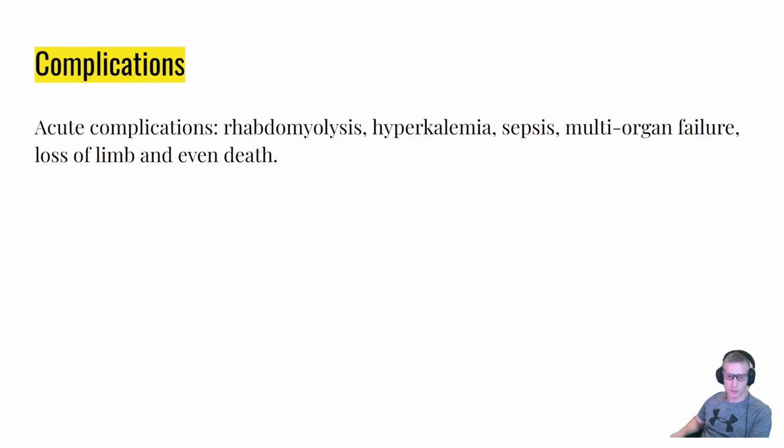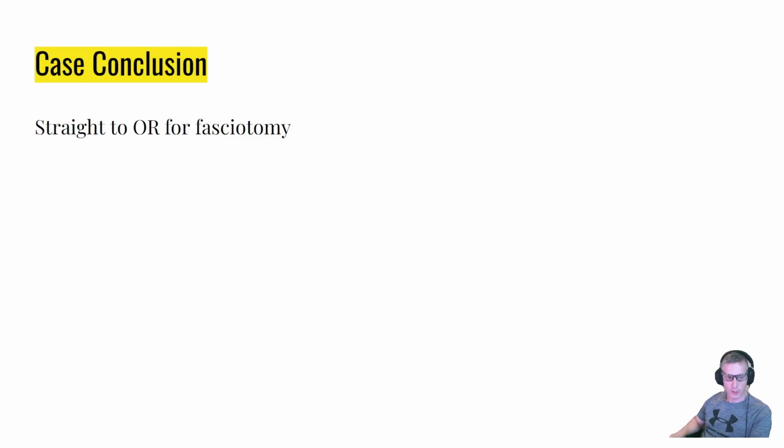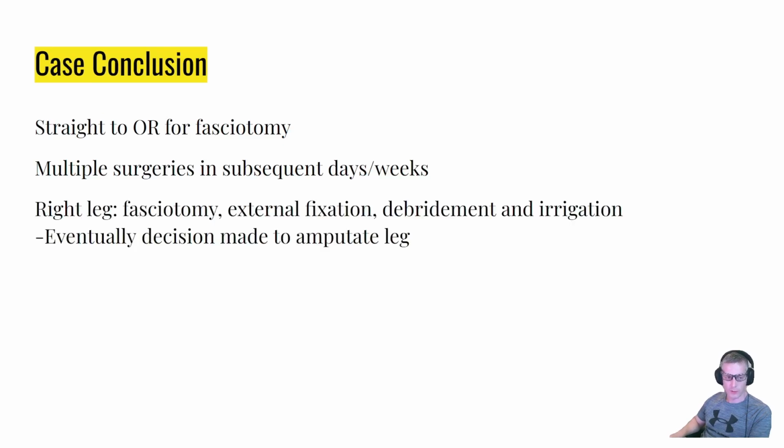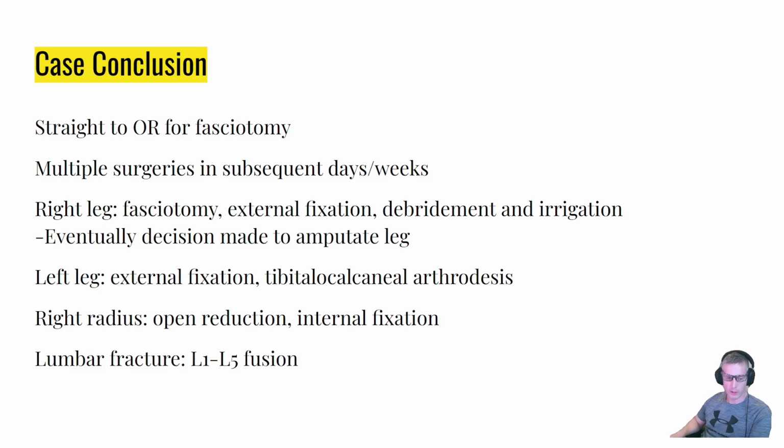Early or acute complications include rhabdo, hyperkalemia, sepsis, multi-organ failure, loss of limb, and even death. And more chronically, foot drop, contractures, paralysis, delayed amputation, chronic pain. And so in our patient, he went straight to the OR. He had a lot of surgeries. On that right leg, he had a fasciotomy, subsequently X-fix, debridement, irrigation, and eventually the surgical team decided to amputate that leg. On the left leg, he had an X-fix and a tibiotalocalcaneal arthrodesis, which is a fusion. He had an open reduction and internal fixation of his radius fracture and a lumbar fusion for his Chance fracture.